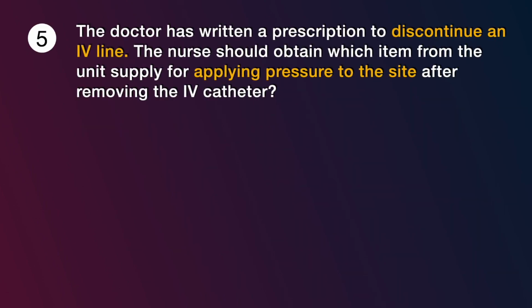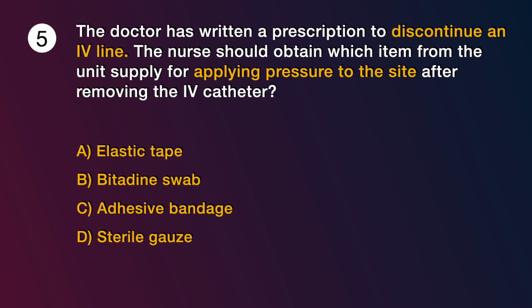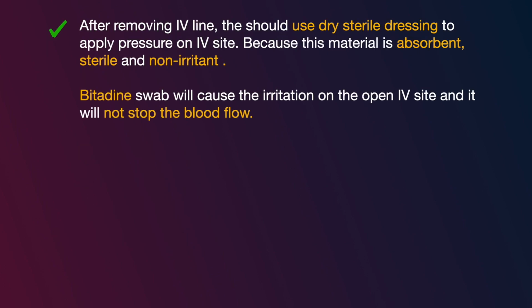Question number 5. The doctor has written a prescription to discontinue an IV line. The nurse should obtain which item from the unit supply for applying pressure to the site after removing the IV catheter? Options are elastic tape, betadine swab, adhesive bandage, sterile gauze. So the correct answer is D. Sterile gauze. After removing the IV line, the nurse should use a dry sterile dressing to apply pressure on the IV site because this material is absorbent, sterile and non-irritant. A betadine swab will cause irritation on the open IV site and it will not stop the blood flow.